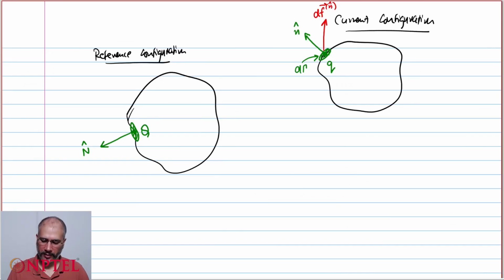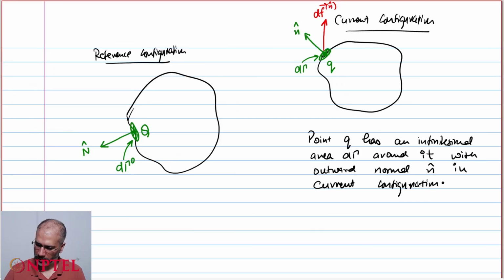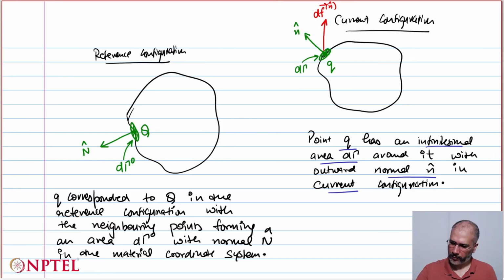because the direction could be different and the area could be different. So we call this d gamma with a naught on top to denote that we're talking about the reference configuration. So as I said, the point Q, small q, has an infinitesimal area d gamma around it with an outward normal small n hat in the current configuration. And this current configuration, it came from a reference configuration through some deformation, which was defined as x as a function of capital X and t.